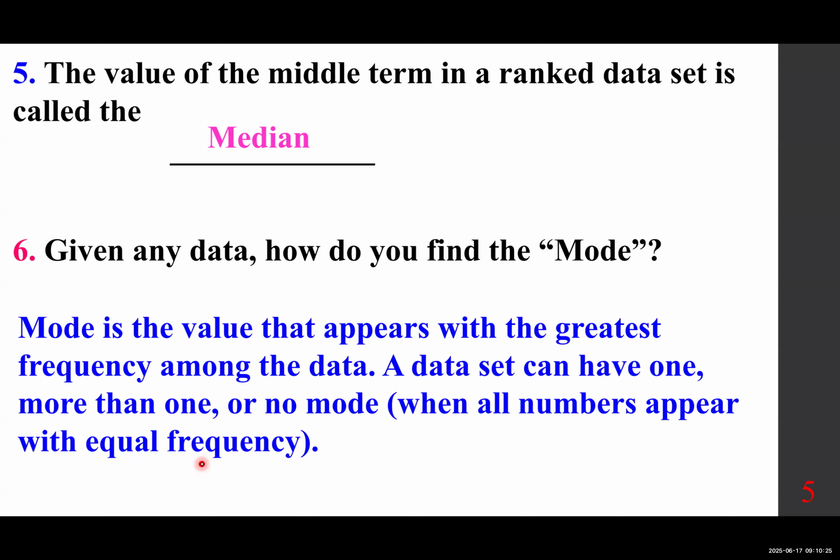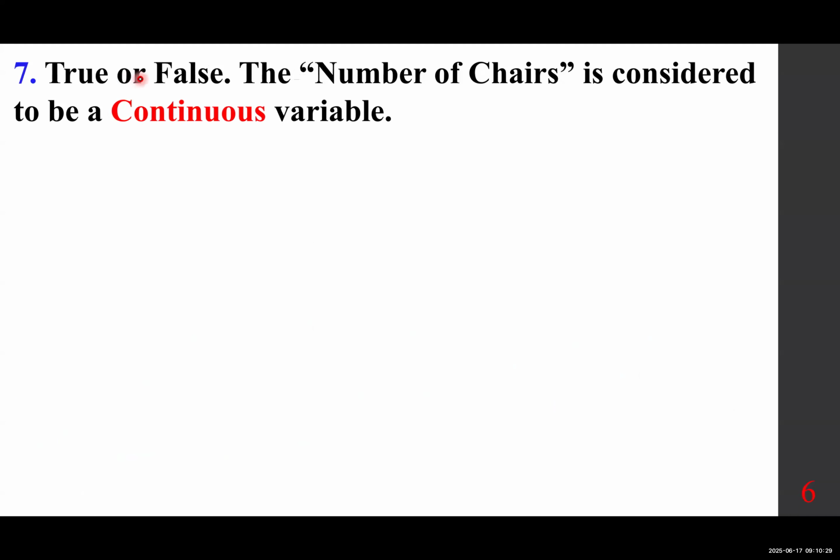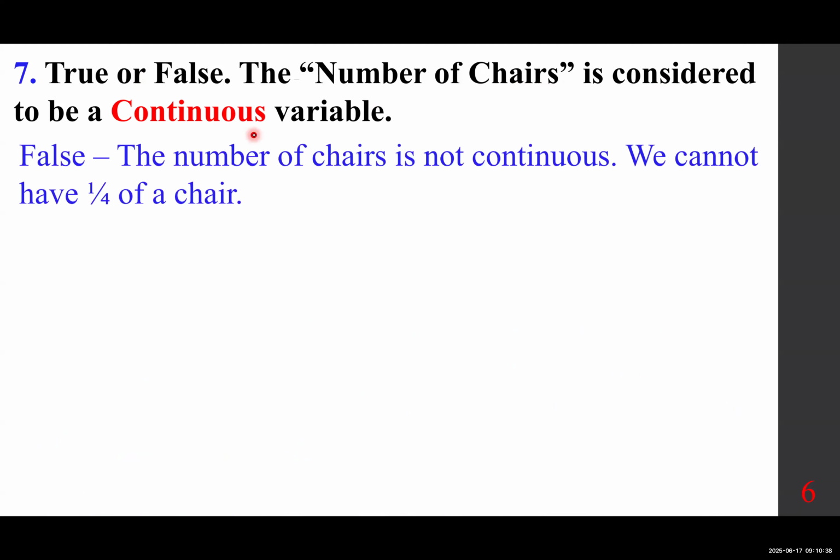It will be multimodal, maybe more than one. True or false? The number of chairs is considered to be a continuous variable. That's a false statement. The number of chairs is not continuous. We cannot have 1/4 of a chair, as an example. So let's look at a couple of definitions.